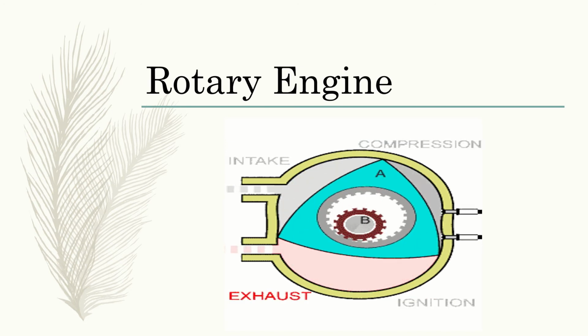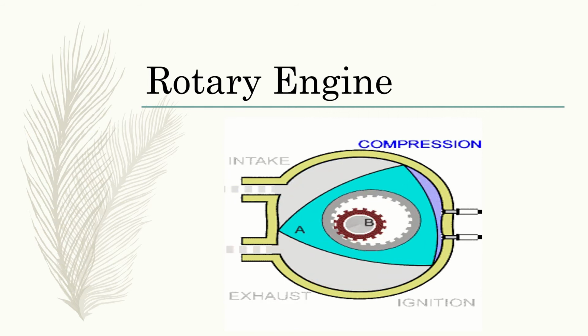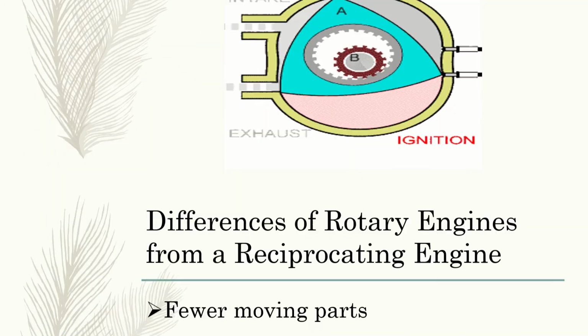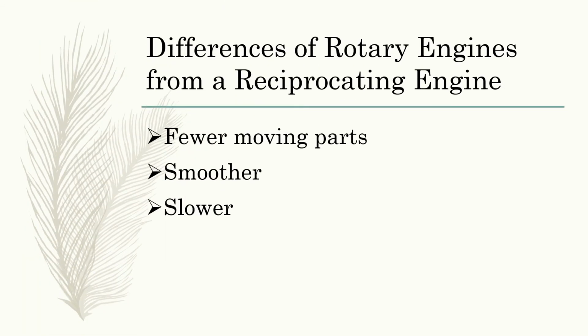Besides the different method to complete the 4-stroke cycle, rotary engines have different advantages and drawbacks from the more common reciprocating engine. The difference from a reciprocating engine is that a rotary engine has few moving parts, 2 rotors and an output shaft, while an ordinary reciprocating engine has at least 40. This gives rotary engines better reliability.